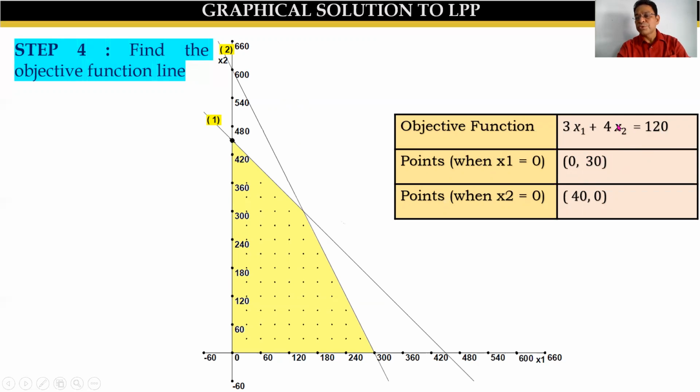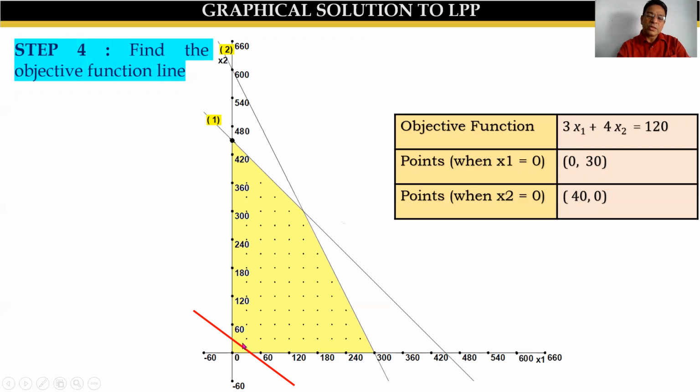Or if I put x2 is equal to 0, I will get 3x1 is equal to 120, that is x1 is equal to 40. This way I am able to get these 2 points. If I plot these 2 points here, this is a line which is passing through the points (0, 30) and (40, 0). So this line is called the objective function line.